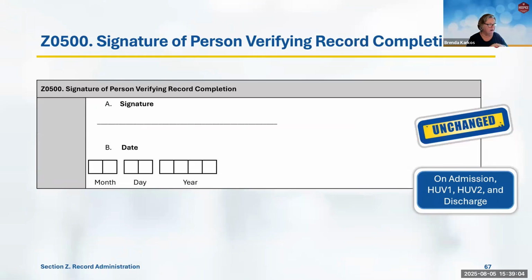And then Z0500 is the signature of the person verifying the record completion before it's submitted. And this is also unchanged, but will now also be found on the HUV time points. And this is used to document the individual that's responsible for ensuring that HOPE is fully complete before they submit it. A member of the hospice staff would sign and date Z0500 to verify that the full record is complete.